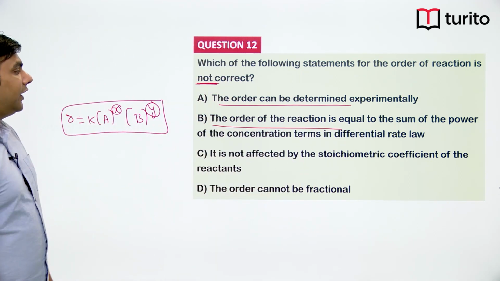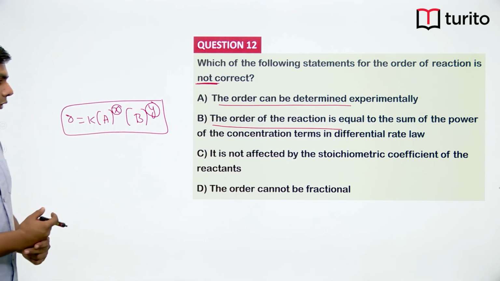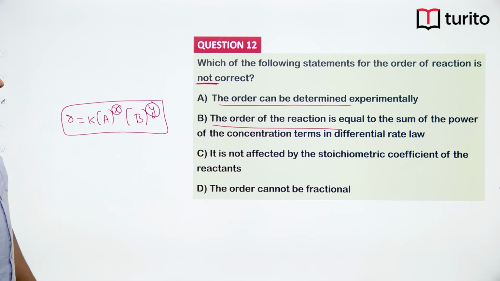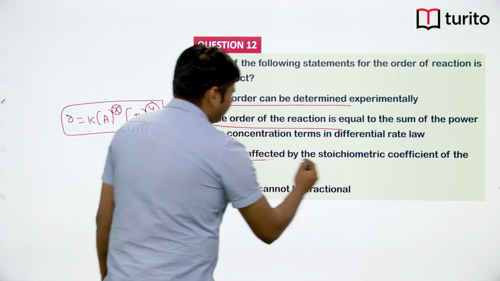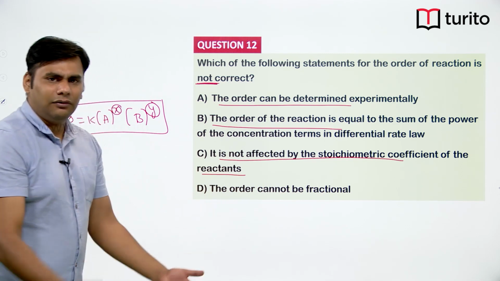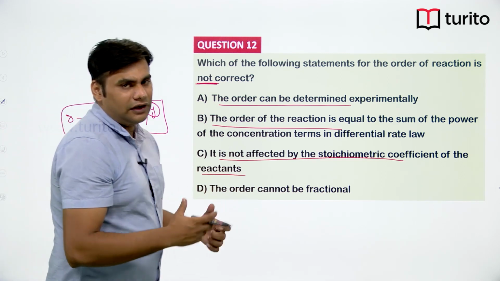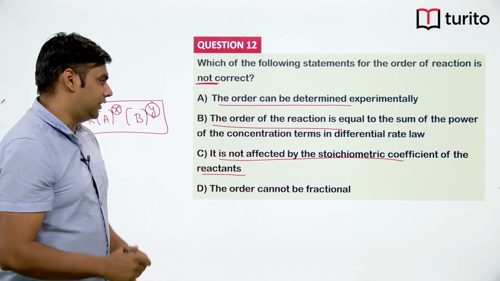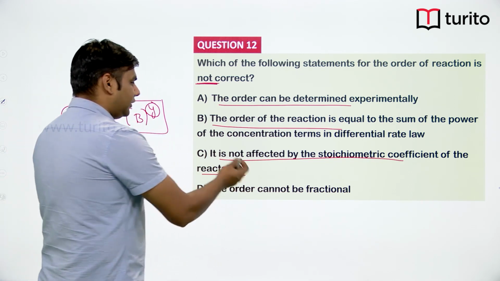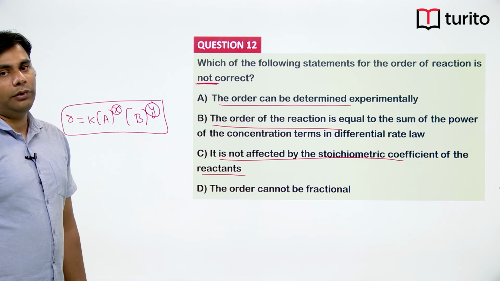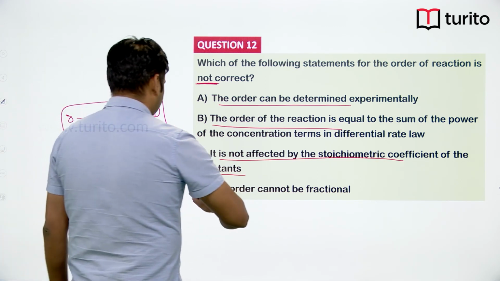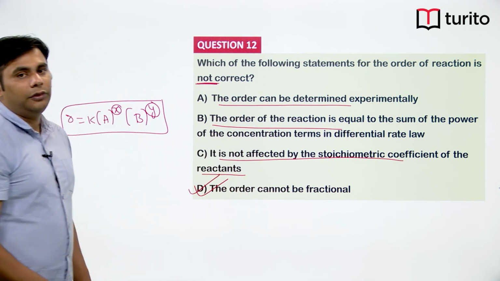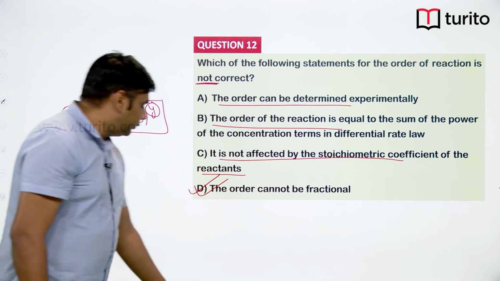It is not affected by the stoichiometric coefficient of the reactants. This is correct. The order of a reaction will be fixed. It will change only when we change the experimental conditions or when the mechanism changes, so this is also correct. The order cannot be fractional. This is incorrect, because order can be fractional. I hope this is clear to everyone.